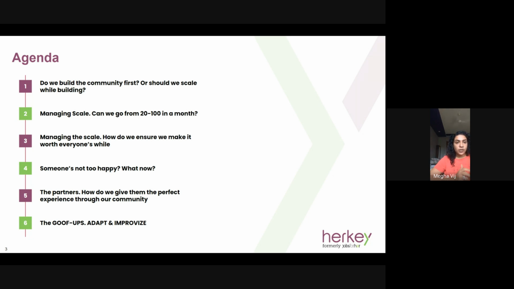Once we decide on scaling, how do we manage that scale? Can we go from 20 members to 100 members within a month? Managing the scale, how do we ensure we make this worth everyone's while? While we are scaling, it is also important to remember that retention is the key to keeping your community happy and healthy. If you're scaling, how do you ensure that you are actually keeping your community members happy? The more people that are joining, how are you ensuring that they're all enjoying their time at your community? What do you do if someone's not happy?